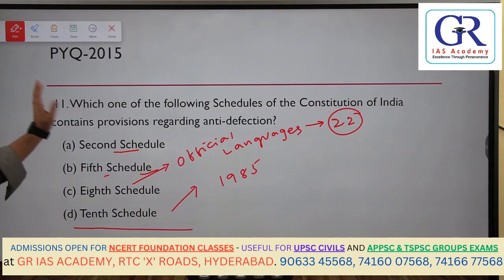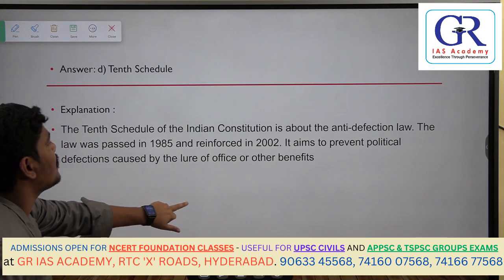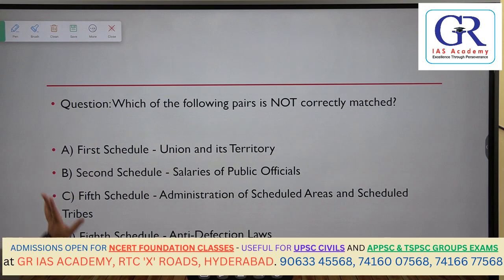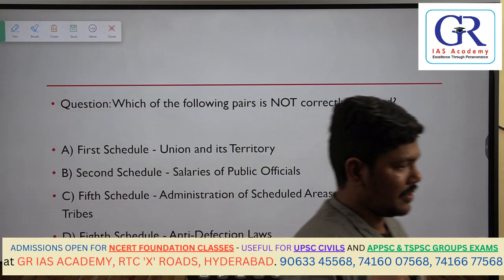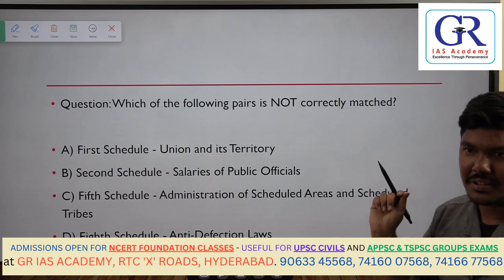By now you are very thorough with the schedules. Please make sure that tomorrow you are thorough with parts as well. This was one such practice question. You can try to answer. The question is asking which is not correct. First schedule, Union and Territory. Second schedule, salaries of some public officials. 5th schedule, administration of scheduled areas and scheduled tribes. 8th schedule, anti-defection laws.